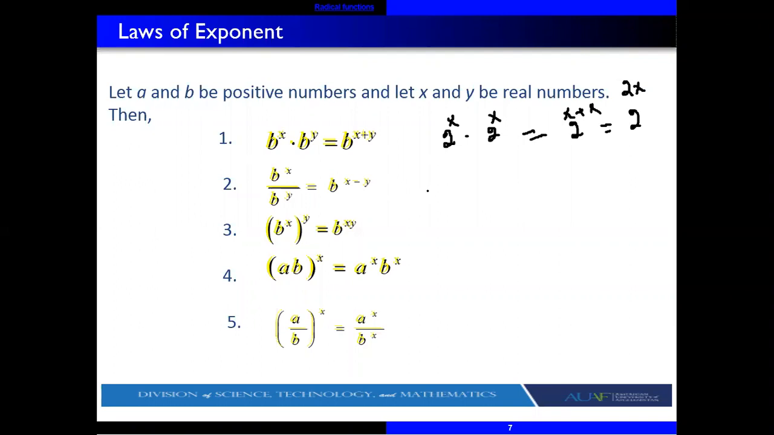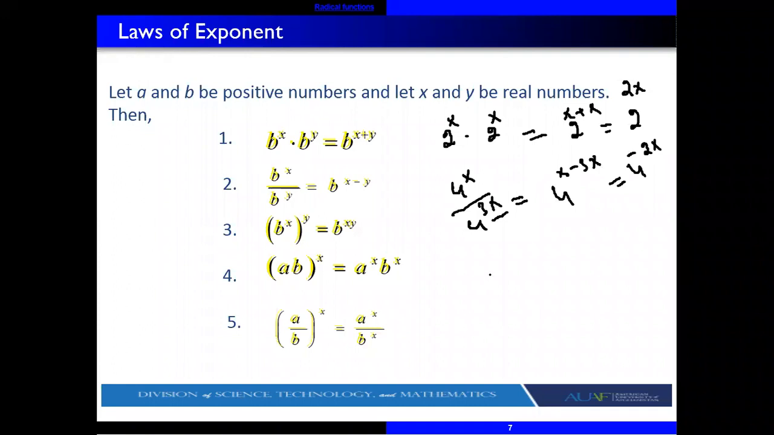Same in division form, like 4 power x divided by, for example, 4 power 3x. When bases are the same in numerator and denominator, base is 4. So take one base and subtract the powers: in the numerator x, minus the denominator's 3x. So 4 power x minus 3x is equal to what? 4 power minus 2x.